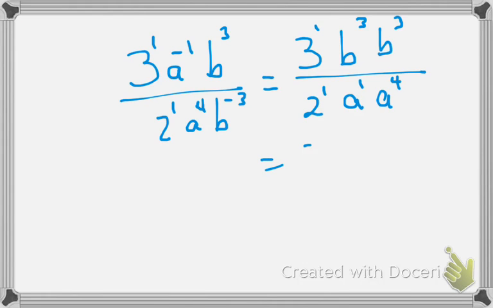Then the top would be 3, and since the bases are the same, they're both b, we add the exponents, so it's b to the 6th. And on the bottom it's 2, and we have a to the 5th. So this would be my answer.